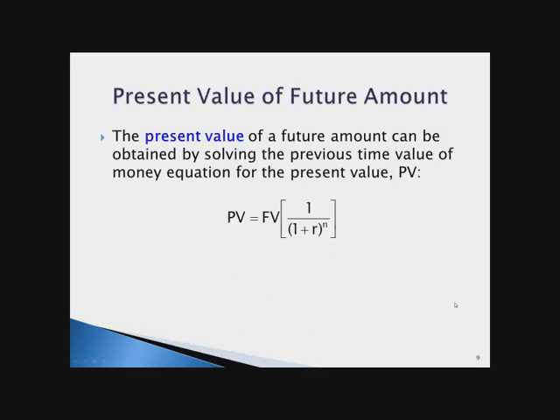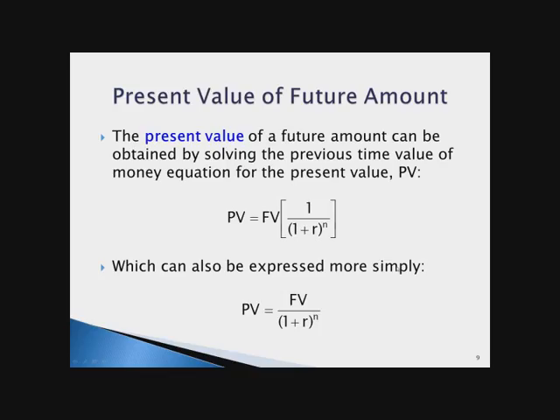Okay, now we're going to do the reverse calculation, and we're going to solve for the present value of a future amount. It's easily obtained by simply taking the previous equation for the future value of a present amount and solving for the present value. And we get present value is equal to future value times 1 over 1 plus r to the n. Or we can drop the brackets, move the future value into the numerator, and we'll usually write it this way: present value equals future value divided by 1 plus r to the n.